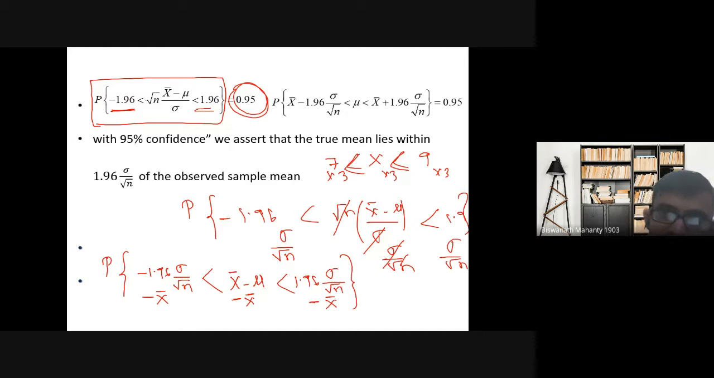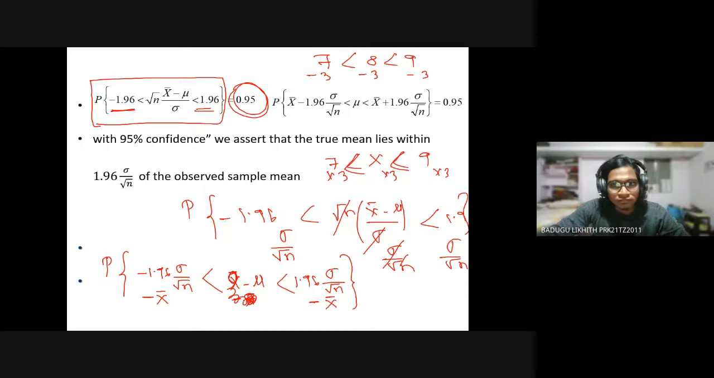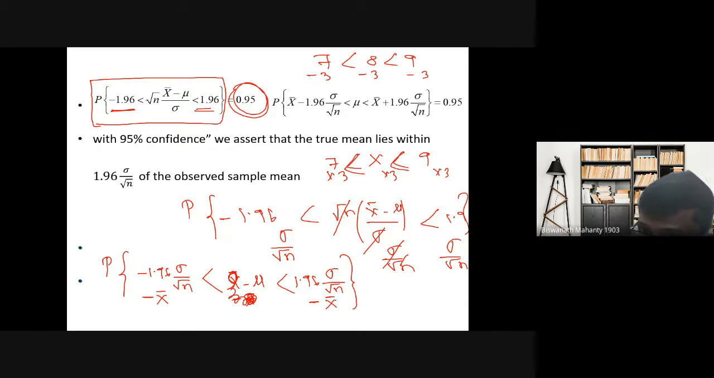Same thing, subtracting. 7 less than something less than 9. For example, 7 less than 8 less than 9. If I subtract 3 from each one, do you think that relationship will change? No. It will become 4 less than 5 less than 6. So same thing I am doing. Now what will happen? This x bar and this x bar will cancel. Yes or no? Are you understanding these little steps?